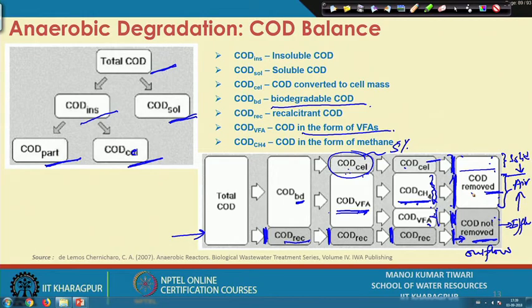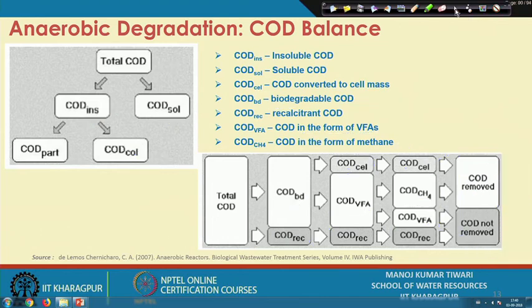So, this is how COD will change from one form to another through the different stages, and eventually will either be removed from the system or be retained in the system, either as COD of the recalcitrant compounds which are non-biodegradable, or as COD in the form of volatile fatty acids still present in the system which have not been converted to methane. That is how the COD mass balance gives us an idea of what the efficiency of this anaerobic degradation process would be in specific cases.